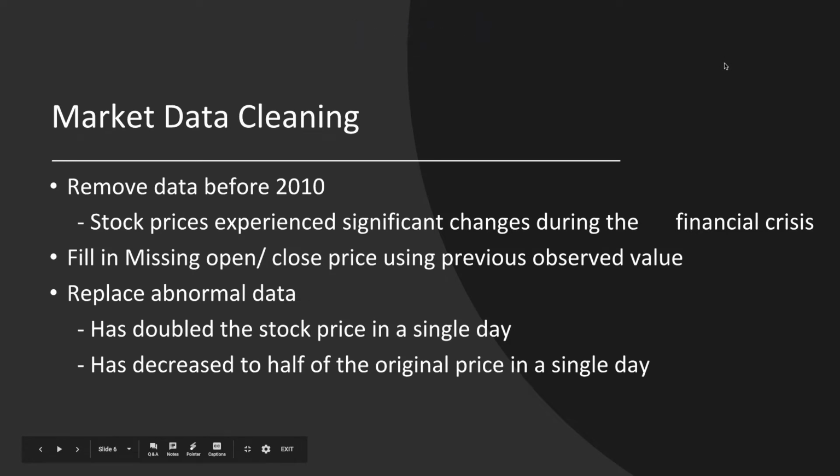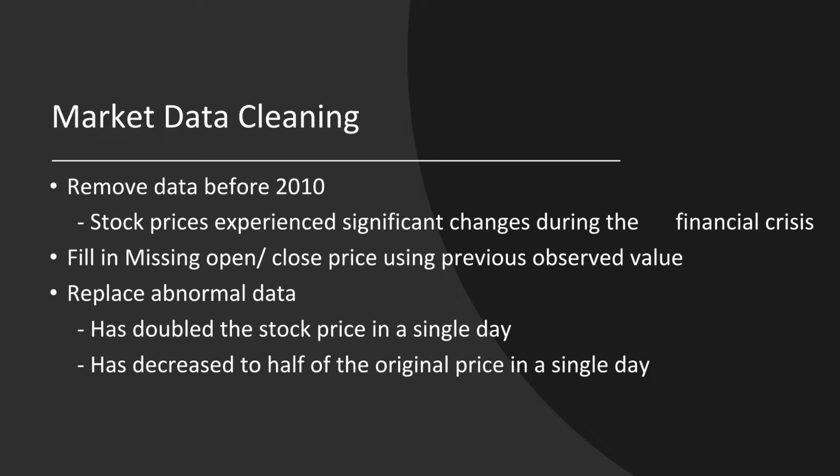So we already touched base on how we clean the data. For the market data, we cleaned it in 3 steps. The first step is we remove the data before 2010. The reason is, as we all know, in 2008 there was a financial crisis, and because of the financial crisis, the stocks changed significantly. So we don't want to take this financial crisis into consideration in our model, because we are predicting the stock value in 2019. So we exclude the data before 2010.